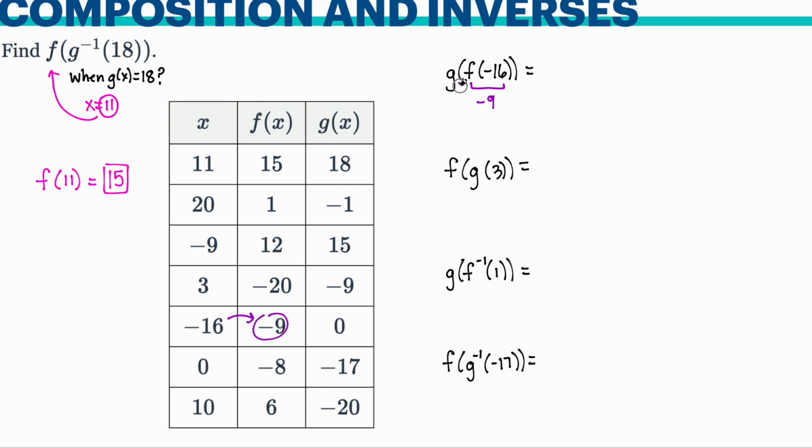So now from there, I am now going to plug it in for g. So now I go to negative 9. All right, here's negative 9. And I want to know what is g, and it is 15.